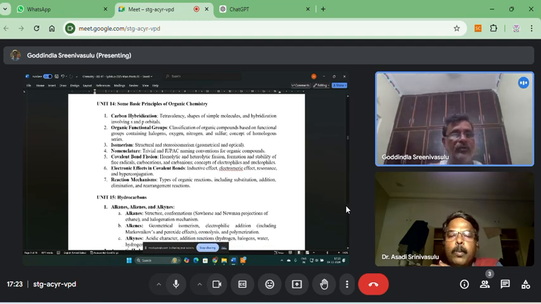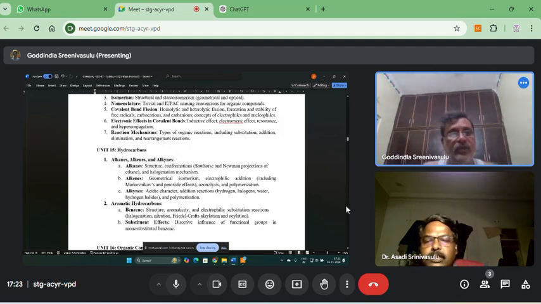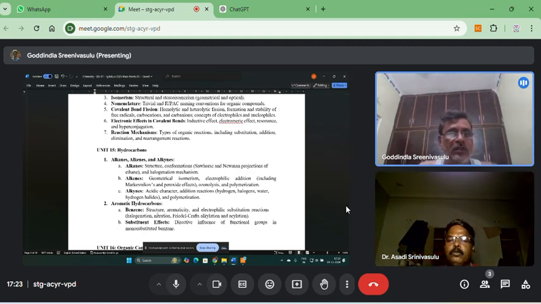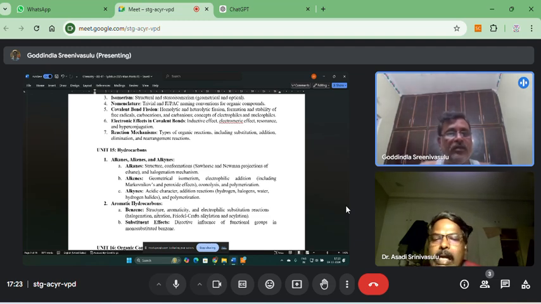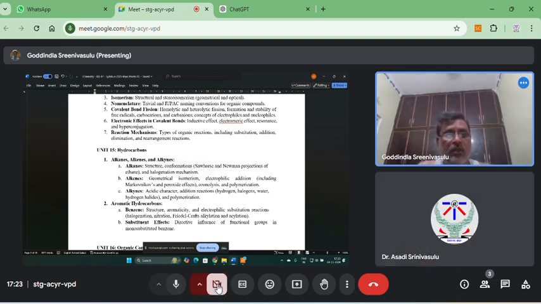Then Unit 5 gives the introduction about alkanes, called hydrocarbons, that is carbon and hydrogen. Alkanes, alkenes, and alkynes. Alkanes are the saturated compounds, having different structure and conformation. And alkenes exhibit geometrical isomerism. Electrophilic addition takes place, and ozonolysis and polymerization can be done. Similarly, alkynes, triple bond compounds, have acidic character, and addition reactions like hydrogen, halogens, water, hydrogen halides, and polymerization reactions take place.